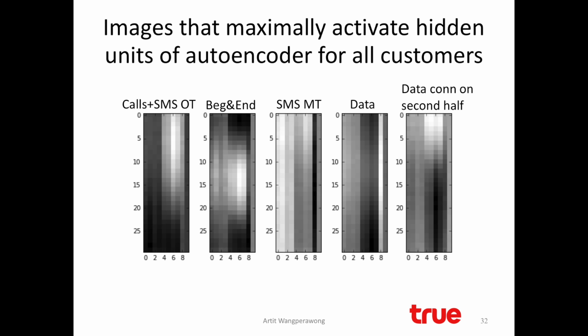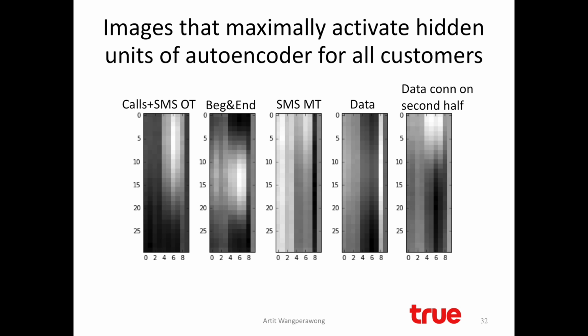The second one is sort of the data usage at the beginning and the end, and there's sort of nothing in the middle. The third image is where you have SMS incoming, so the second to last column here, which is dark. Black is SMS incoming. That's the most prominent feature there. And the fourth image is just data connection in general. It's just uniform throughout the whole thing.